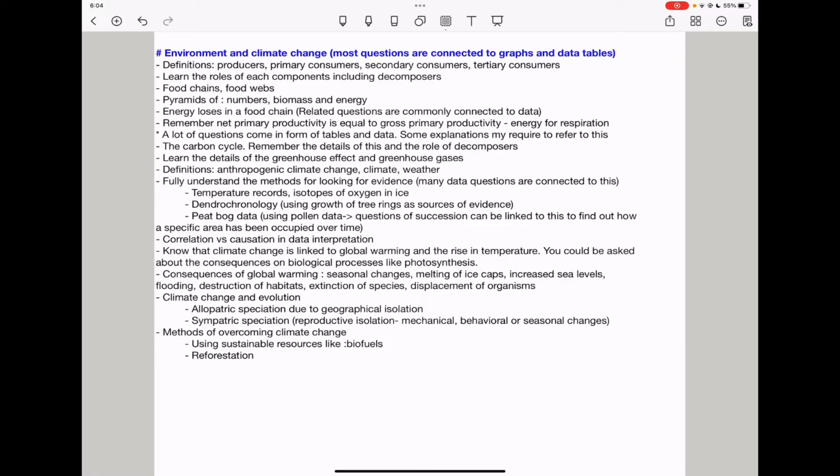Now, on that note, I'm going to talk about climate change and evolution. Remember, climate change can cause allopatric speciation, which is due to geographical isolation, and it could lead to sympatric speciation, which is related to organisms being in a specific area or similar area but having reproductive isolation. Linked questions could ask you how to overcome the problems brought about by climate change. So remember to talk about using sustainable resources like biofuels, as well as carrying out reforestation to plant more trees in order to preserve specific habitats.